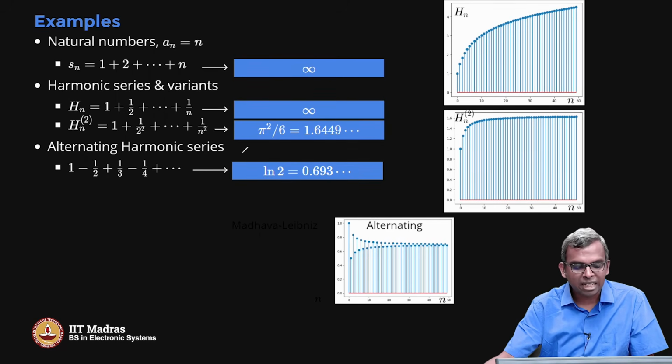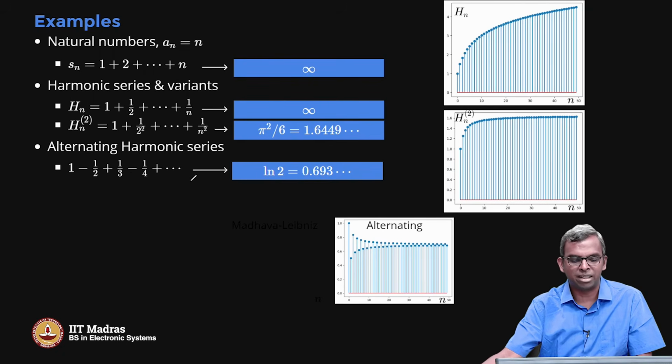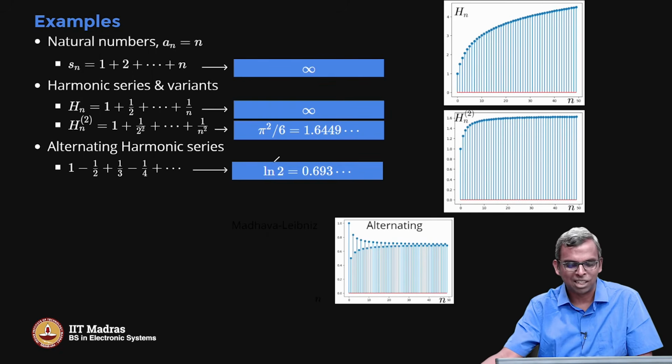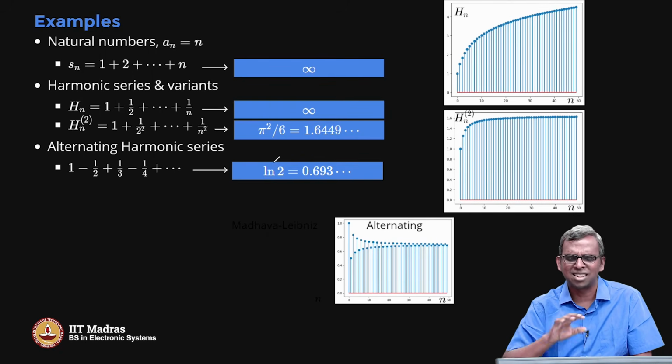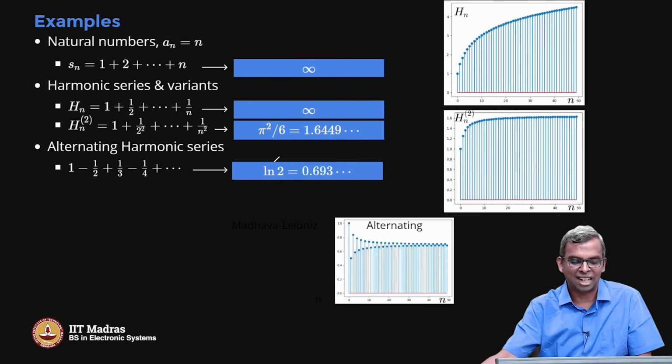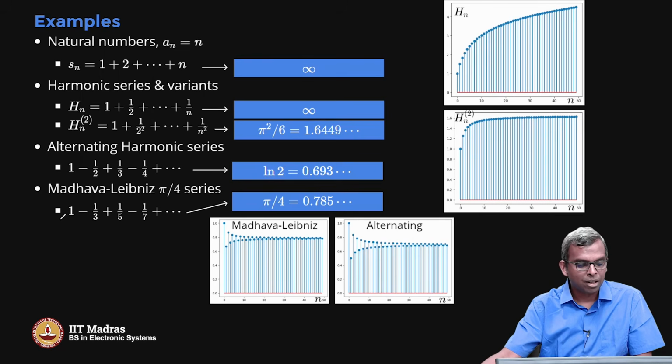The alternating harmonic series, 1 minus half plus 1 by 3 minus 1 by 4, again is very interesting. It converges to one number which is popularly called ln 2, the natural logarithm of 2, 0.693 something. So, that's what this series is. We'll see what all these things are later on in this course. This lecture is just to introduce you to what fantastic things can happen when you study series.